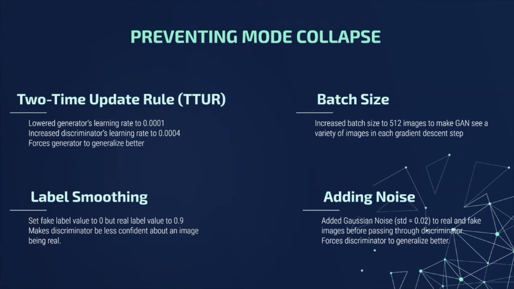We also increased our batch size to force our GAN to see a variety of images in each step. We did label smoothing. We set our fake label value to 0 and our real label value to 0.9, which makes our discriminator less confident about an image being real. And then we added Gaussian noise to our real and fake images before we pass them through the discriminator, and this forces it to generalize better.